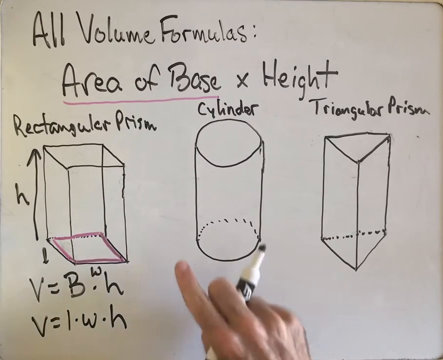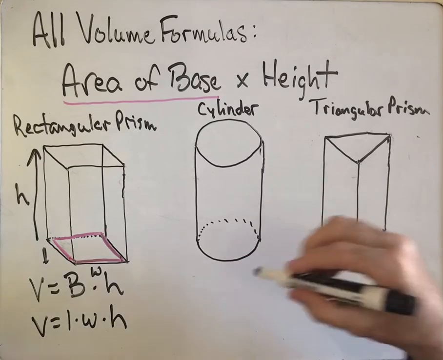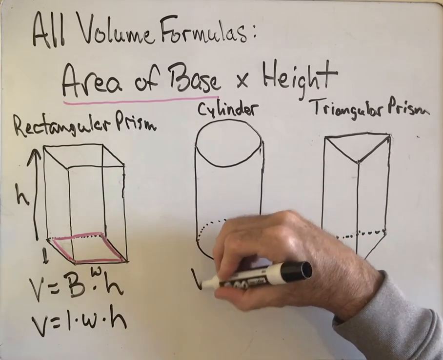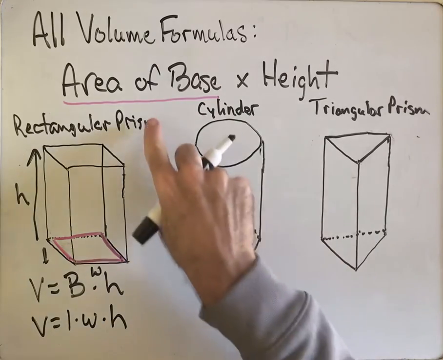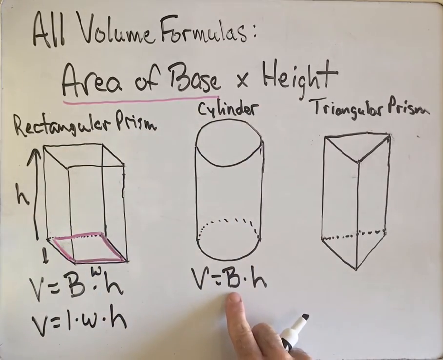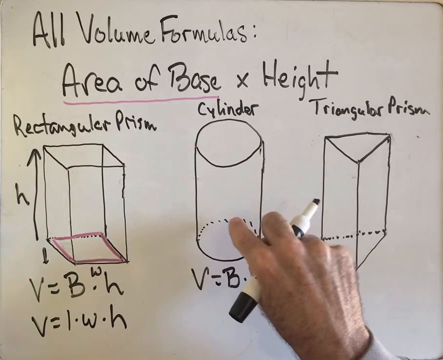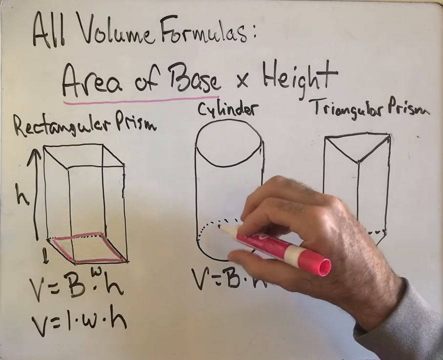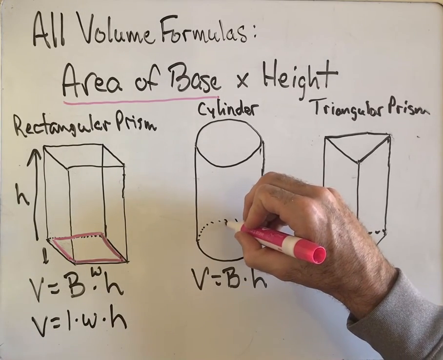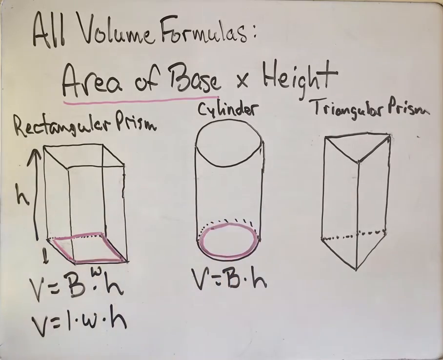Okay, so now let's look at the volume of a cylinder. Well, what is the shape? Again, we're going to do big B times H, so area of the base times the height. Well, what is the shape of the base of a cylinder? It's a circle, right? In order for it to be considered a cylinder, three-dimensionally it looks kind of goofy, but that would be a circle.